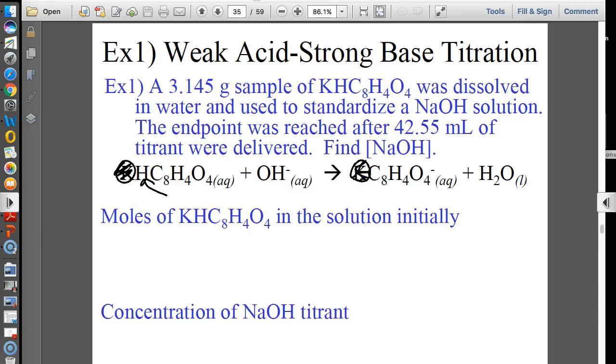But you basically have HC8H4O4, and then this is your conjugate base. You can throw that potassium off if you want. This is one of the formulas in your homework, so you can refer back to here if you want.